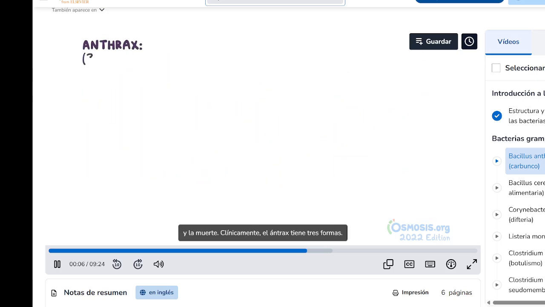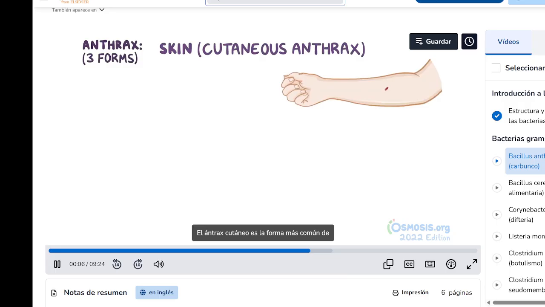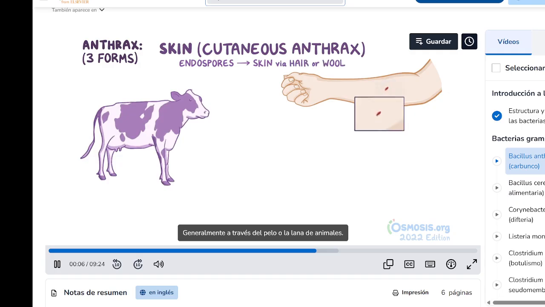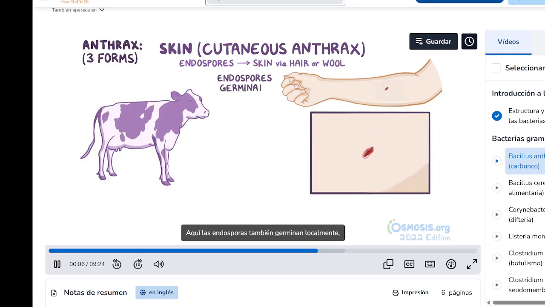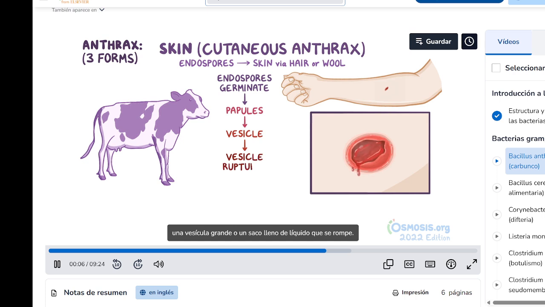Clinically, anthrax has 3 forms. Skin, or cutaneous anthrax, is the most common form of the disease and results when endospores come in contact with an open break in human skin, usually via animal hair or wool. Here, the endospores also germinate locally, producing both additional spores as well as active bacteria that form painless small red bumps or papules that eventually become a large vesicle, or a fluid-filled sac that ruptures.